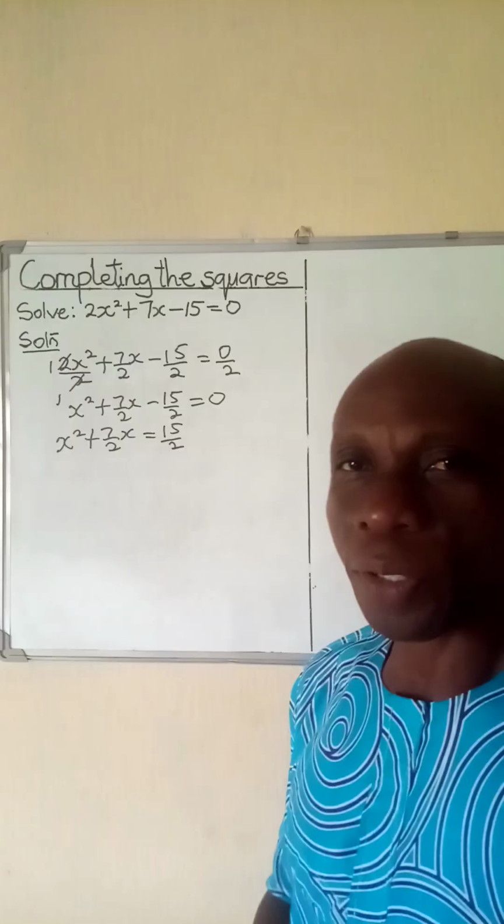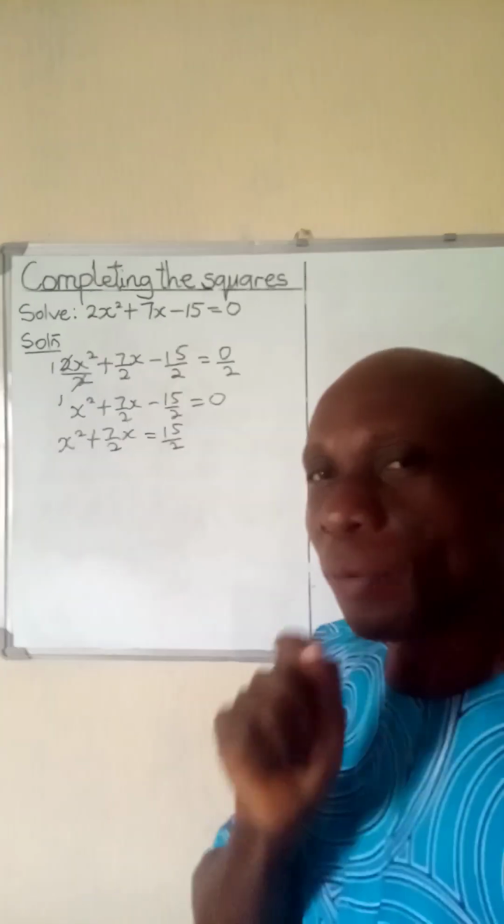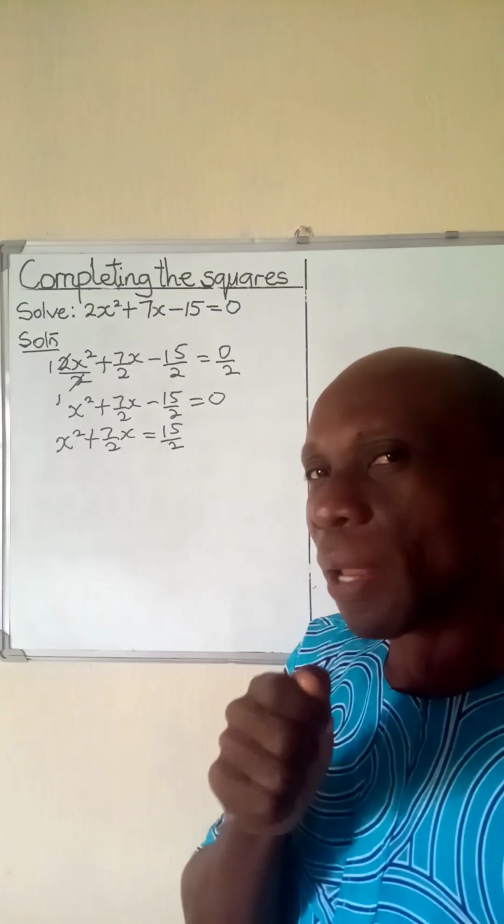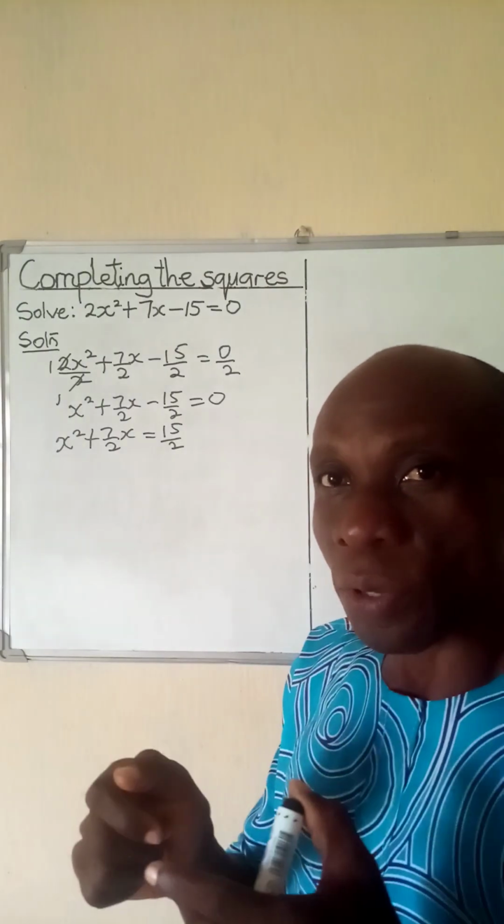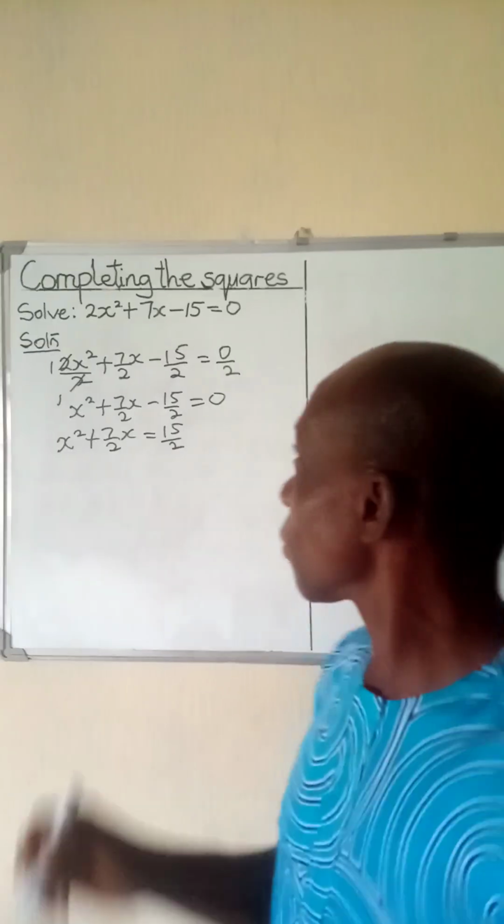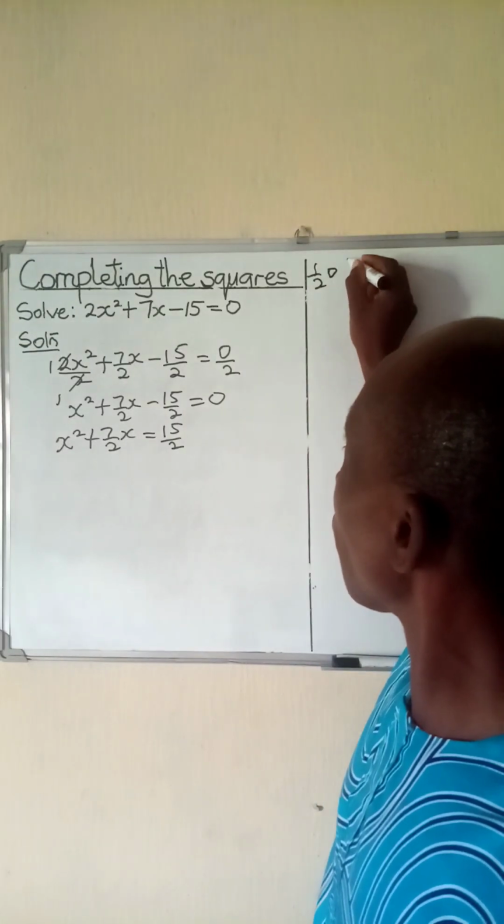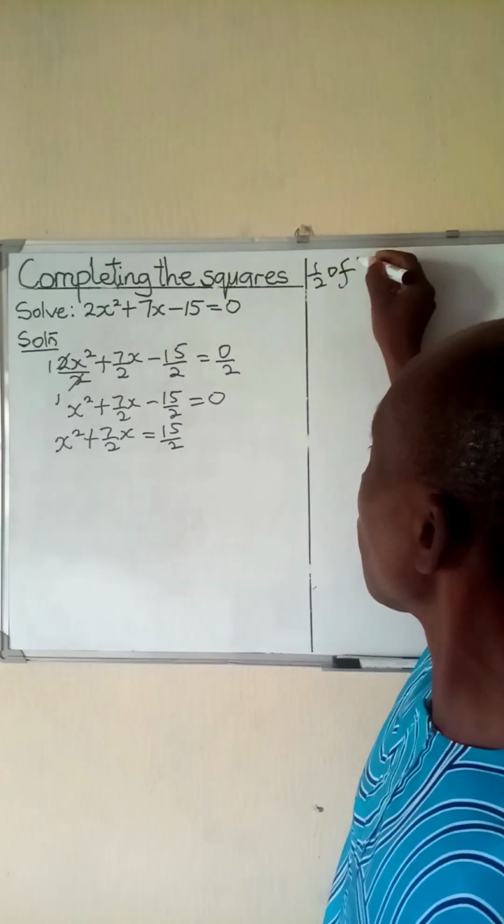Stage number 3. Look at the coefficient of x on the left hand side. The coefficient of x here is 7 over 2. So we are going to take half of that, and when we have obtained half of that, we would square our result and add it to both sides. Half of, remember, OF is multiplication. So we are looking at half of the coefficient. The coefficient of x here is 7 over 2.